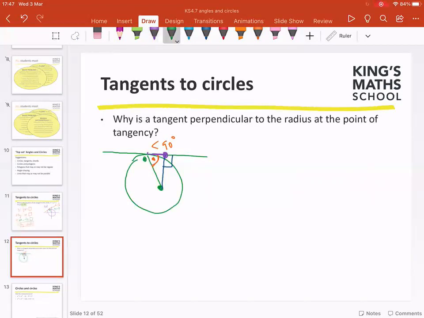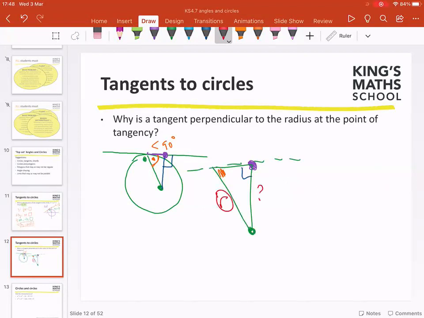So what's the problem with that? What's the problem with this triangle where that's my angle less than 90? That's my point there. That's my center. And that's my tangent. What's the problem with that? What's wrong with that? Well, let's just think about some lengths. So that length there is the radius. That is the radius because it's going from the center to the point of tangency. That definitely is the radius.